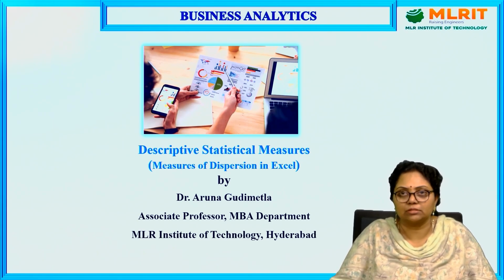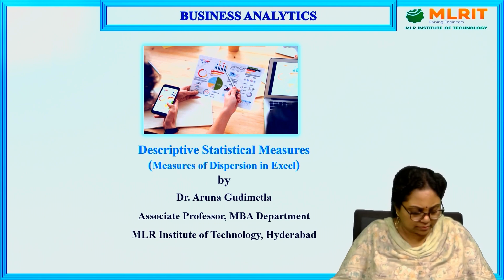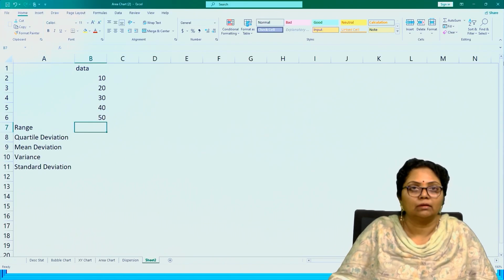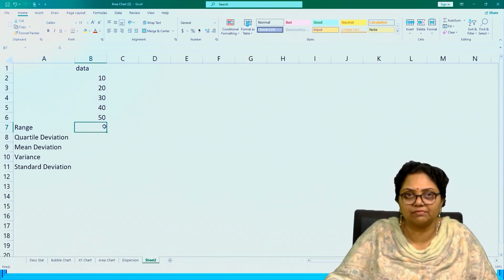In today's session, we are going to discuss measures of dispersion in Excel. So let us move into the Excel part. Now, say for example, we have data like 10, 20, 30, 40 and 50, five observations.